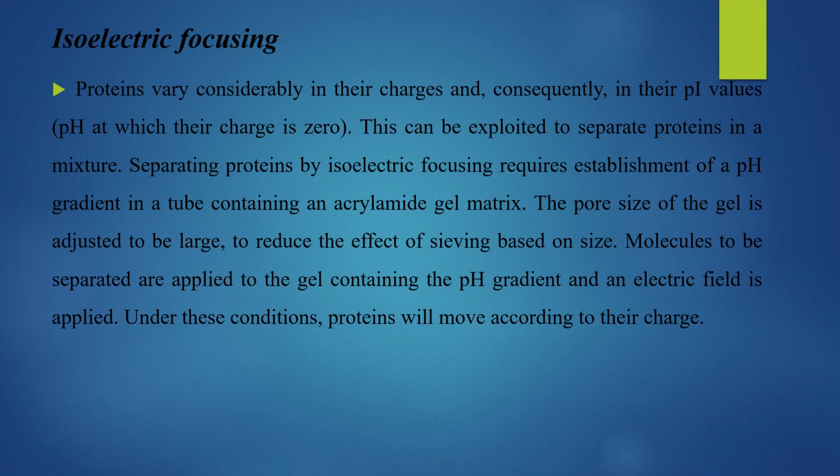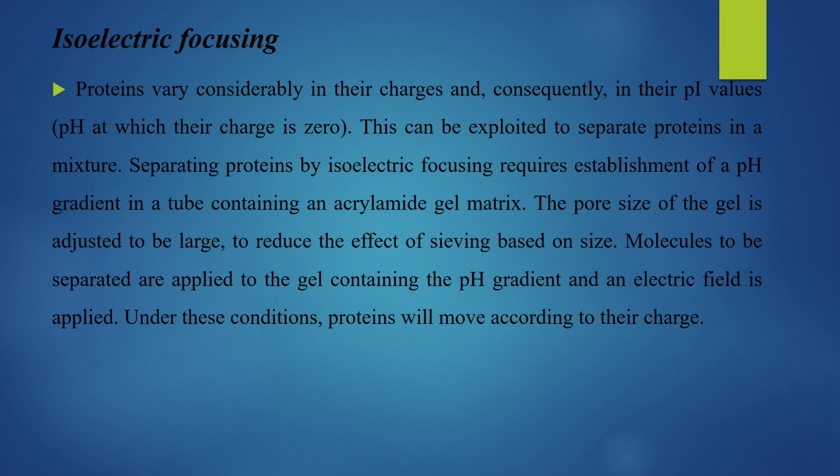Then we have the isoelectric focusing. Now, you know that proteins have different amino acids. Amino acids have different charges, and the charges that they have cause them to have varying pH. So proteins vary considerably in their charges and consequently in their pI values. That's the pH at which their charge is 0, the pI value. This can be exploited to separate proteins in a mixture because they have varying pIs or pHs.